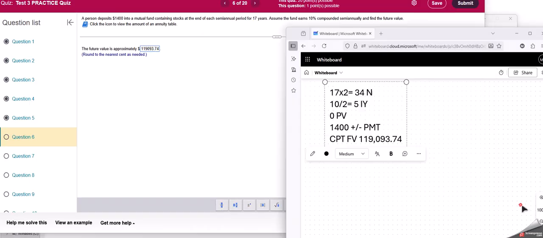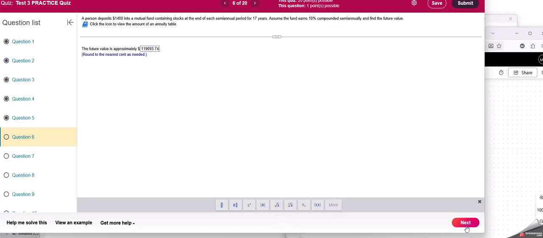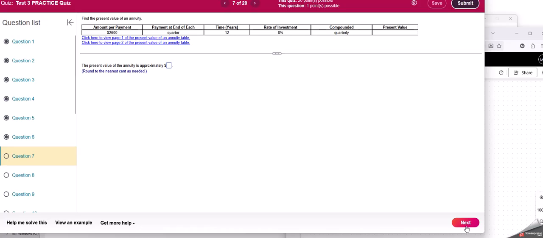Make sure I got that in there right. 119,093.74. Okay, then now find the present value of the annuity.